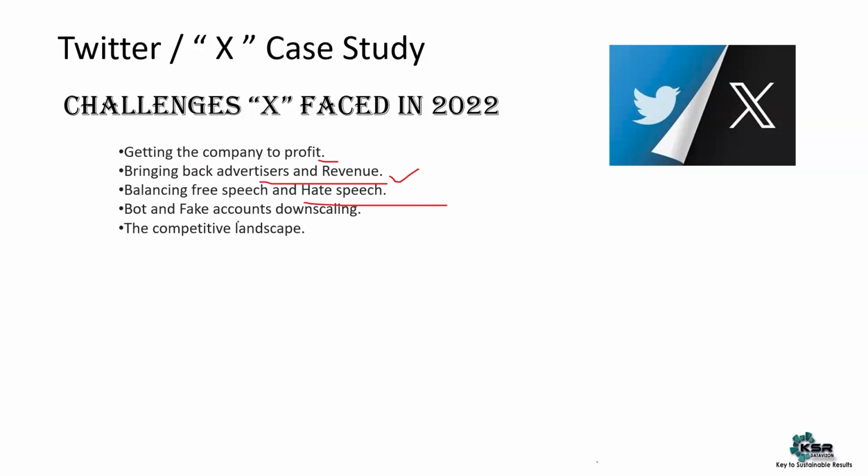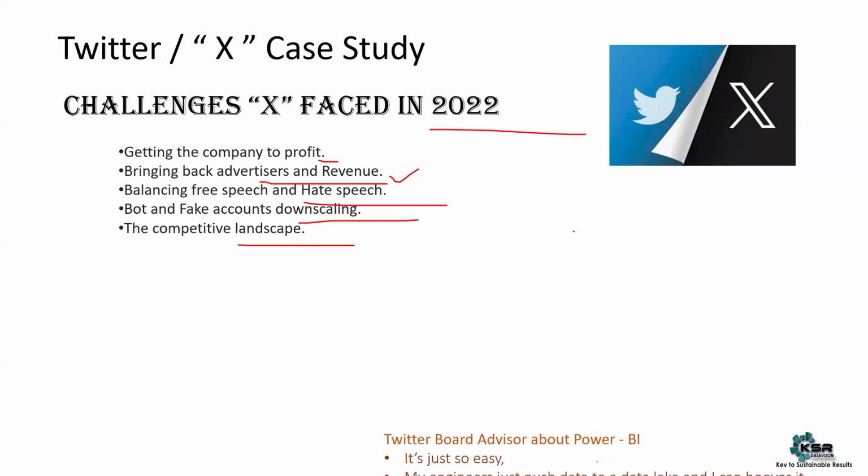See, the fake and bot accounts, the bot accounts downscaling, and competitive landscape. So these are all the challenges which Elon Musk had when he took over X. I mean, when he took over Twitter, now called X, back in 2022. So how have they analyzed it?